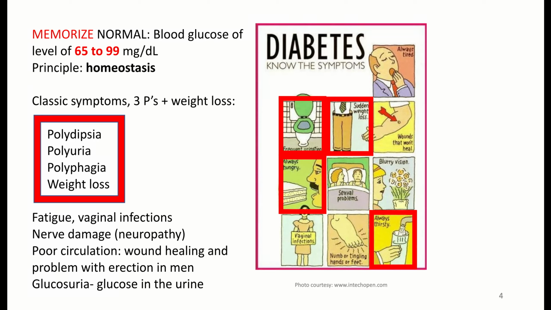Diabetes also is a major risk factor for peripheral artery disease or peripheral vascular disease. Diabetes, especially uncontrolled diabetes, causes changes in the blood vessels, which lead to poor circulation. Poor circulation then leads to wounds taking a long time to heal, and in men, they may not be able to get an erection.